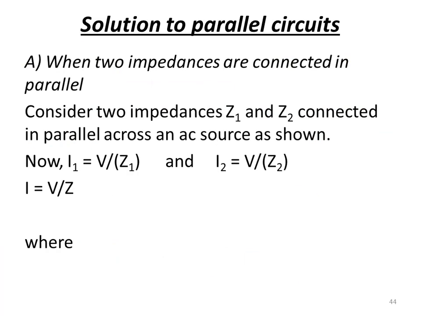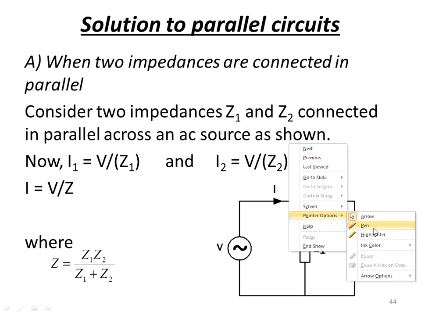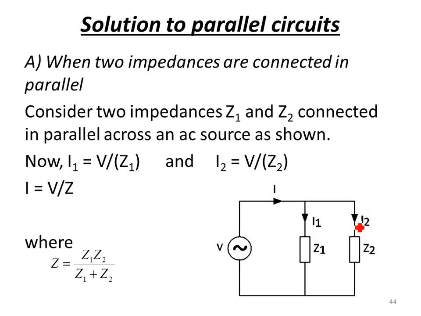Now, generally, the solution to parallel circuits is taken in two methods. The first case is when two impedances are connected in parallel. When two impedances Z1 and Z2 are connected in parallel across a voltage source, then we can write I1 is equal to V by Z1. Similarly, I2 is equal to V by Z2.